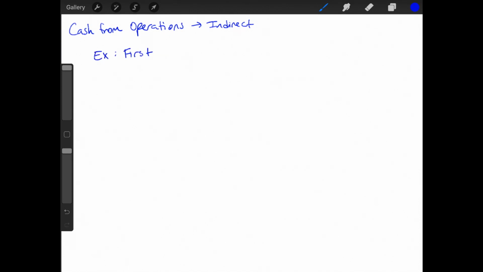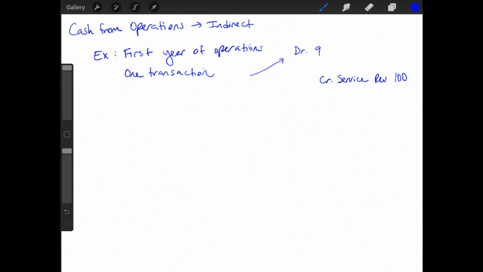So in this example, let's assume our first year of operations. That's going to mean everything is starting with a beginning balance of 0. And let's say for simplicity that there was only one transaction this year: we earned service revenue of $100 by providing some type of service. Our client paid us $90 of cash, but they said, hey, I need a little bit more time, I'm going to pay you $10 in the future. So we put that on an accounts receivable.